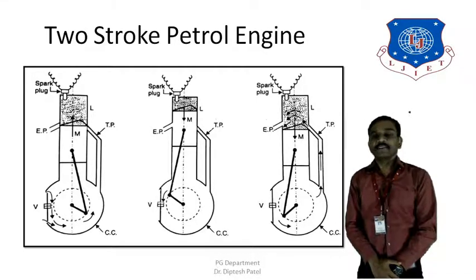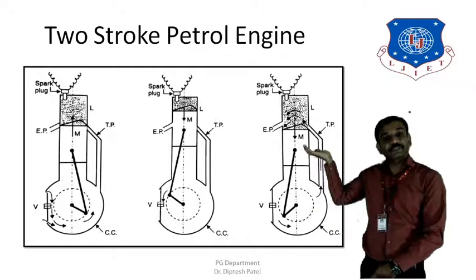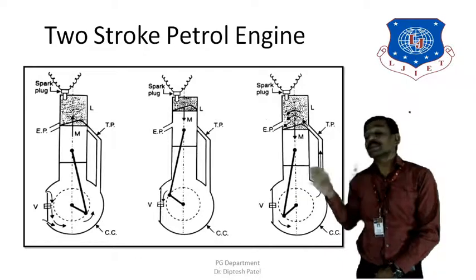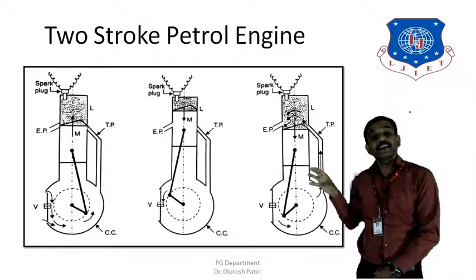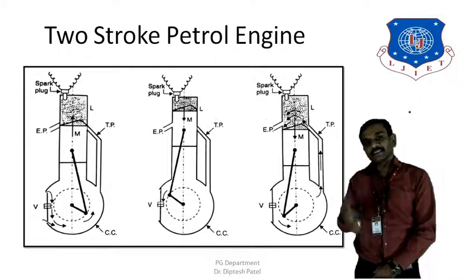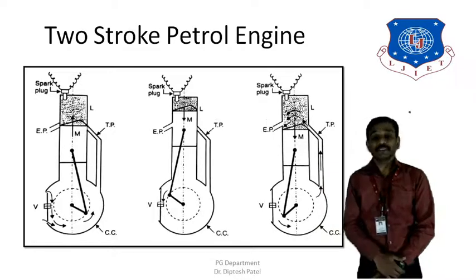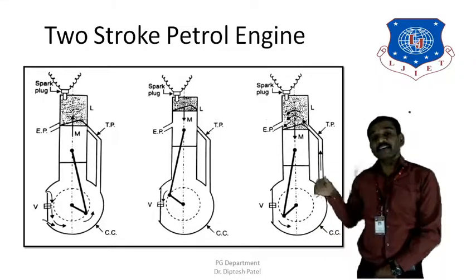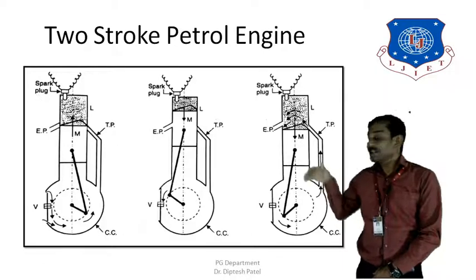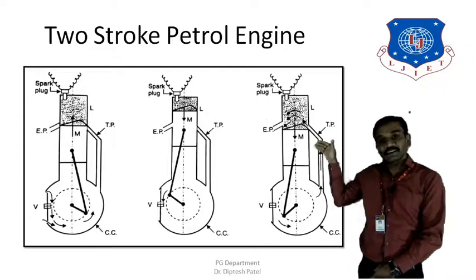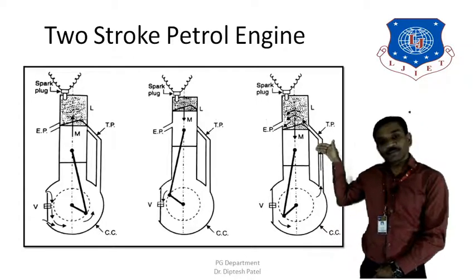In the second one, you can see the compression takes place. The piston is moving from BDC to TDC, which compresses the air and fuel, and at the same time the spark is provided through the spark plug. Due to the combustion of these gases, power is provided to the piston crown, and that pushes the piston from TDC to BDC.